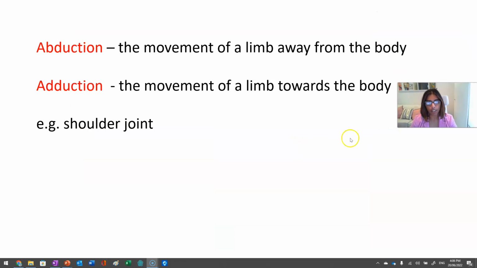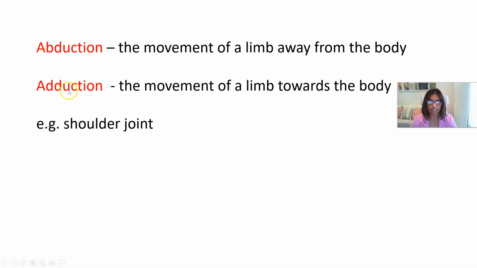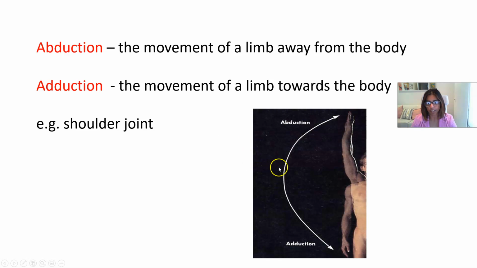The next pair that we're going to be looking at is abduction and adduction. So abduction is the movement of a limb away from the body, whereas adduction is movement of a limb towards the body. So a bit of a tip here is the word add. So you're adding limbs towards the body. So adduction is towards the body, abduction away. Example of that is the shoulder joint, when you put your arms by your sides. So here we can see adduction, you're putting the arm by your side, whereas abduction, you're increasing that angle and you're taking that arm away from the body.